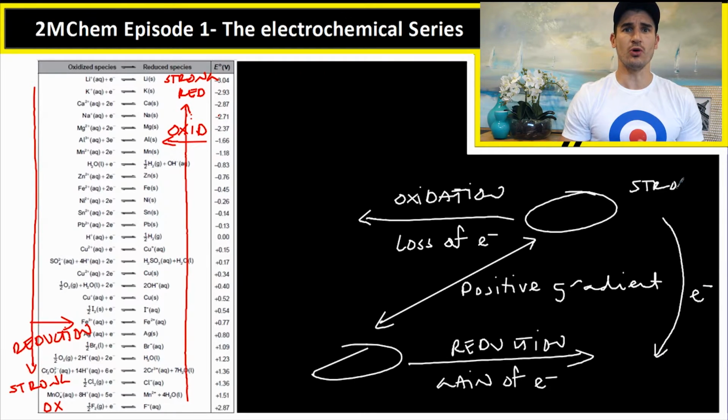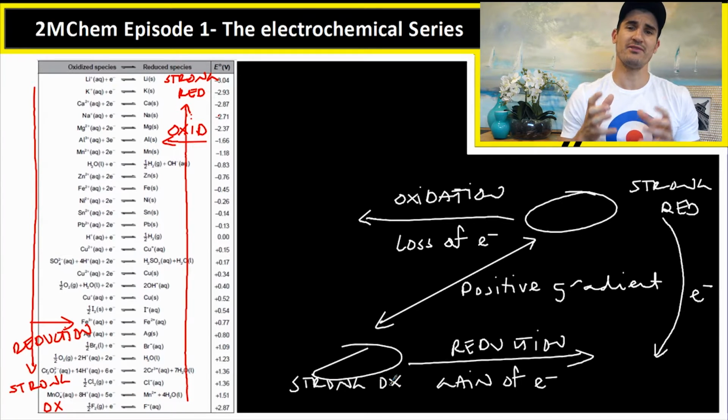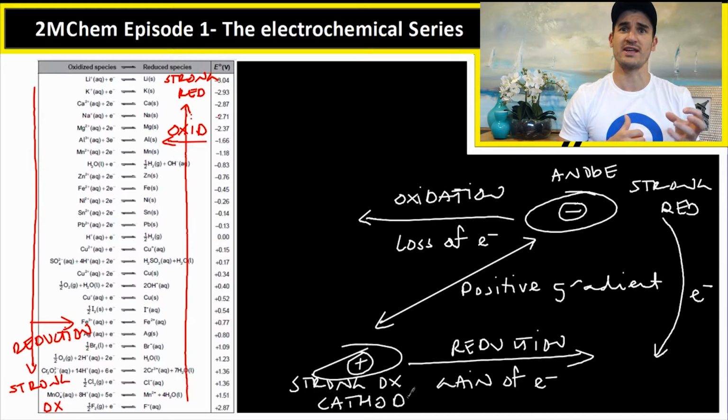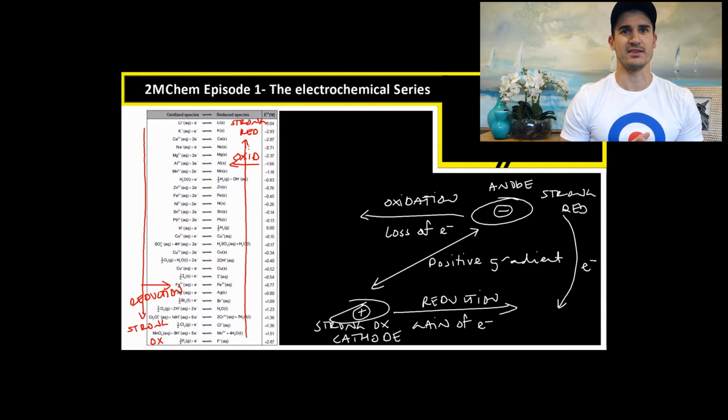Now, electrons will always flow down the table in the electrochemical series. So we have the thing that's losing the electrons at the top, which if it's a galvanic cell or voltaic cell will be the anode, and the positive electrode, the cathode, being down the bottom.